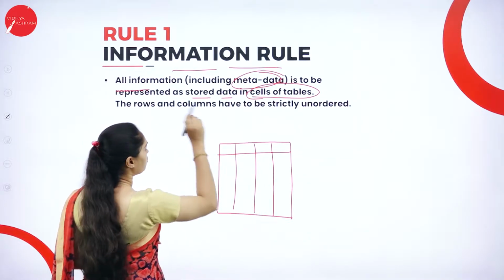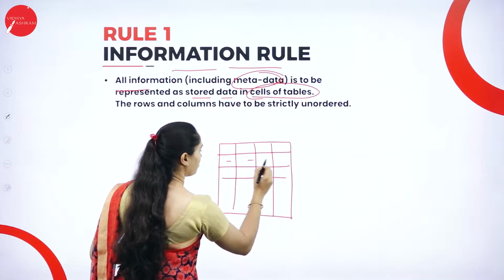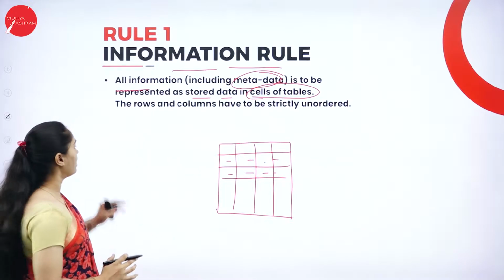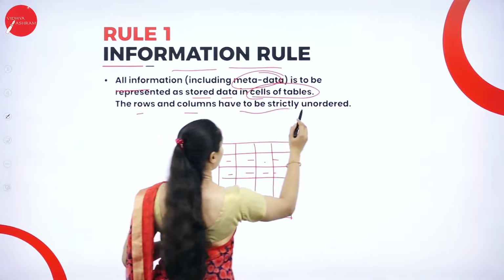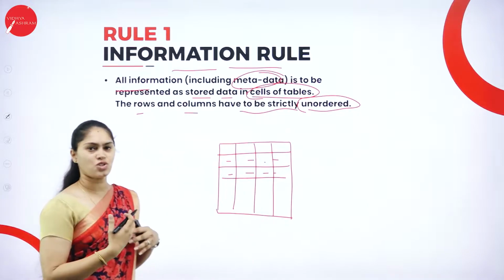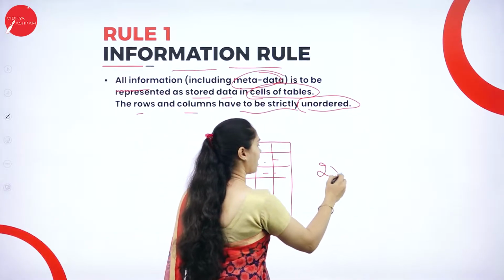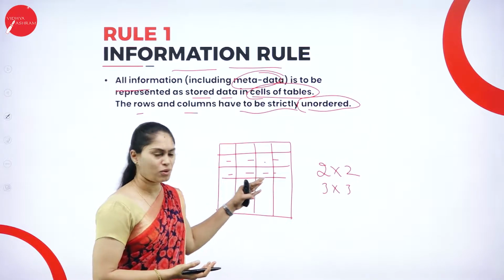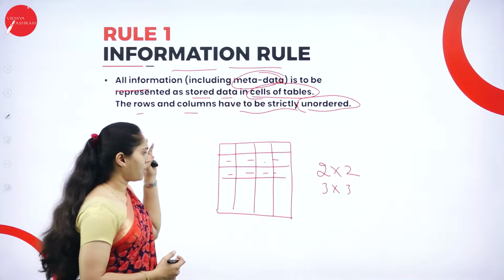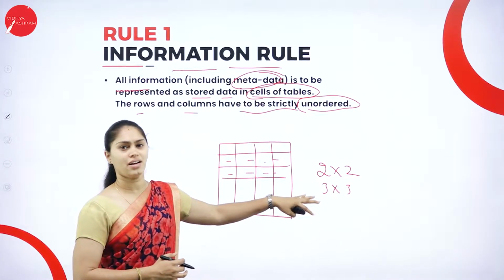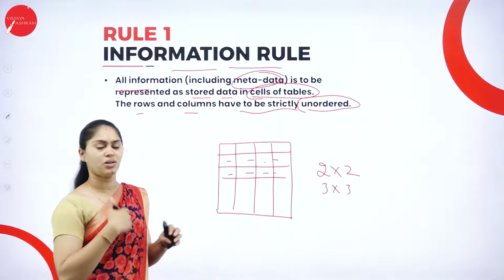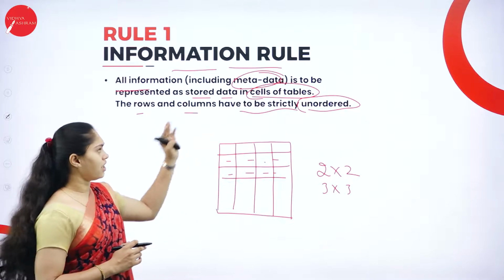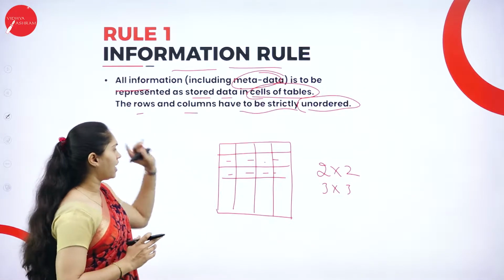In rule 1, all the data, even metadata, has to be stored in the cells of a table, and the rows and columns are strictly unordered. For example, it should not be fixed like 2 cross 2 or 3 cross 3. I can have 2 attributes and n number of rows, or only 5 attributes and 500 rows. There should be no strict order for the rows and columns in the relational database. That is regarding rule 1.